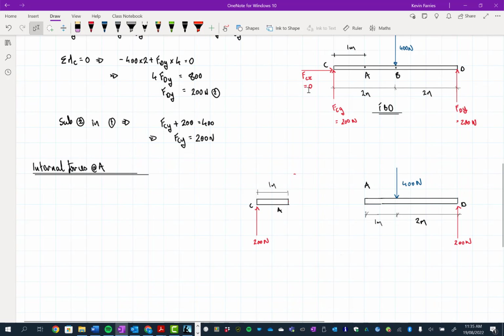So we've already found the reactions for this beam, so we've found all the external forces. All I've done is I've redrawn it and I've split this thing at A, the same as I did when we were looking at the foam elements. And then in my mind, I'm thinking about all the different types of internal forces.